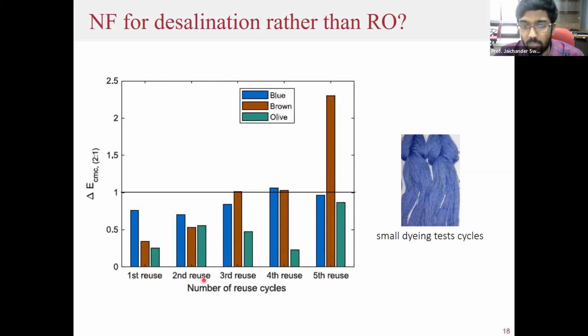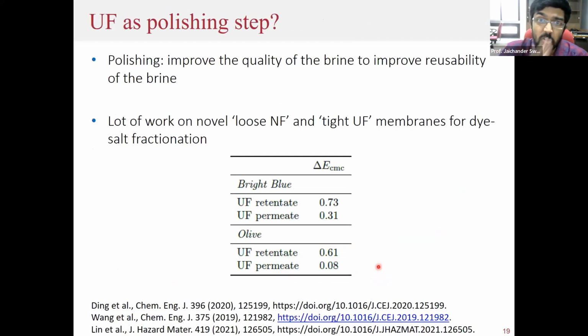What you can see is that up to around 3 cycles, you can get good reusability with the color difference being less than 1. Beyond that, the color difference starts deviating due to the buildup of contaminants in the solution. Right. So in this regard, we now have to look for good polishing steps where the effluent, the brine, can be treated so that the color reproduction is improved.